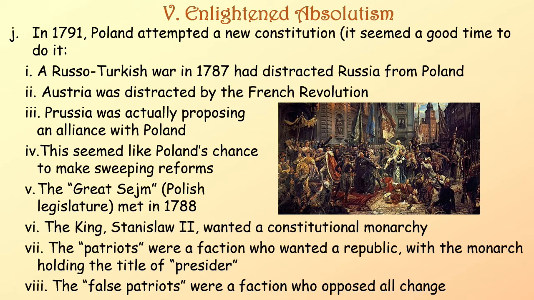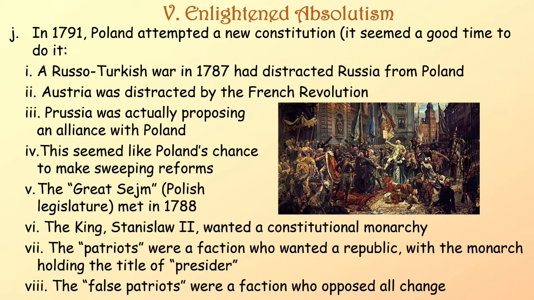The Great Sejm, the Polish legislature, met in 1788, and the king, Stanislaus II, wanted a constitutional monarchy. That's what he thought these reforms should bring about. Well, the Patriots were a faction of the Great Sejm who wanted a republic with the monarch simply holding the title of presider.